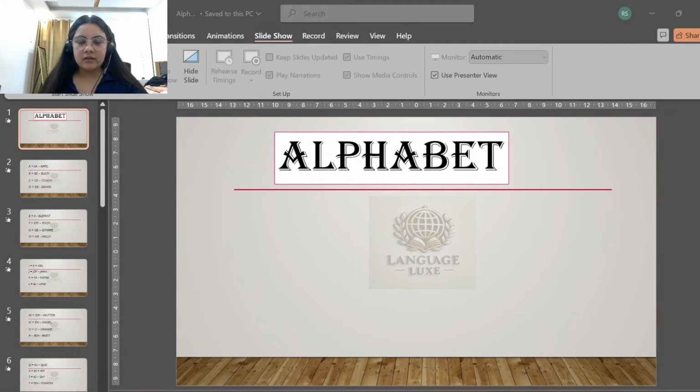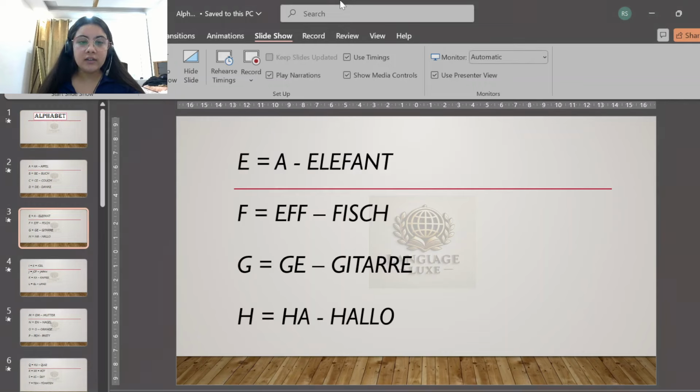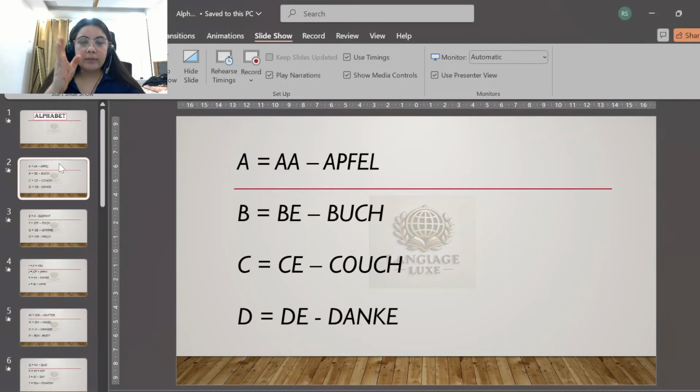We'll start with the alphabets. As you can see on the very left-hand side, ABCD is written. Just like in English, we write ABCD in German as well. It is written as ABCD only, just the pronunciation is different. So what is the pronunciation that we are going to learn today? A is pronounced as A in German.